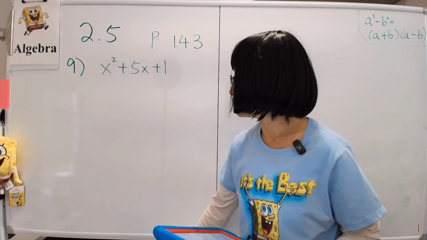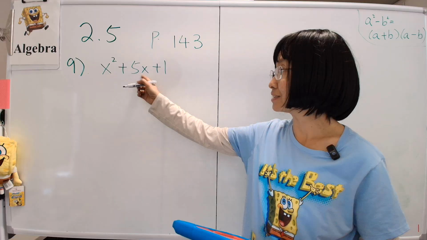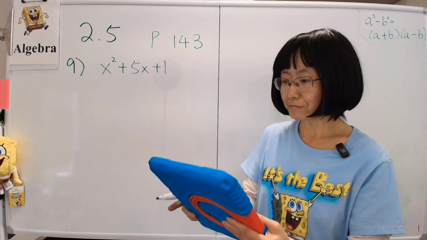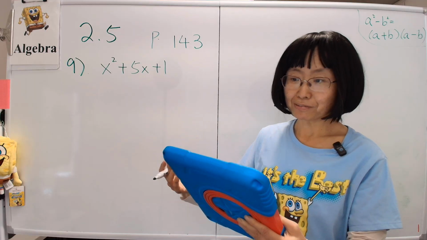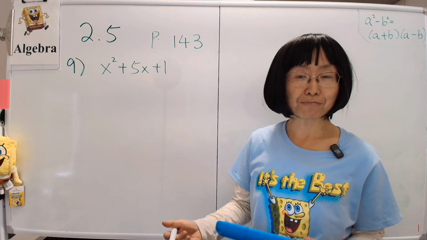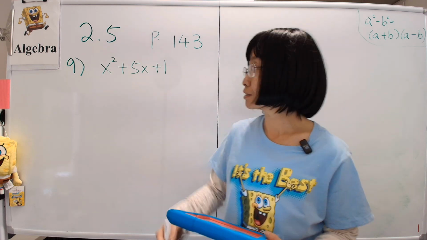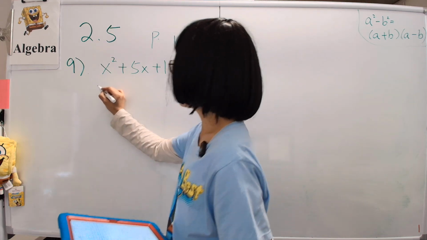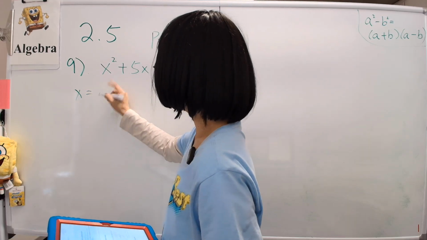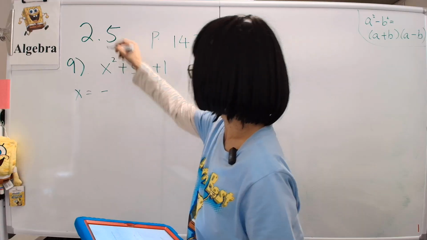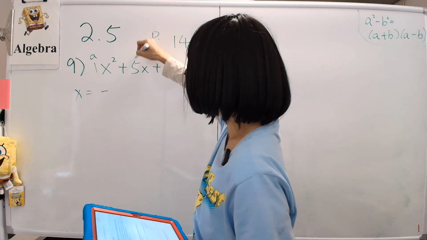Another problem that you cannot possibly do with that trick of factoring. The 2 parentheses is just not going to work because 5 is too big. So we don't have to do the completing the square now, because the quadratic formula effectively did the completing the square for us. We just have to plug it in. The quadratic formula states that x equals minus b. Remember what a, b, and c are. a is 1, b is 5, and c is 1.